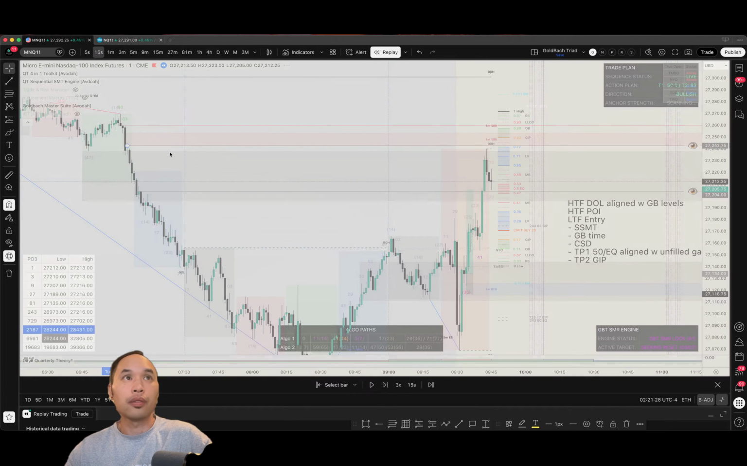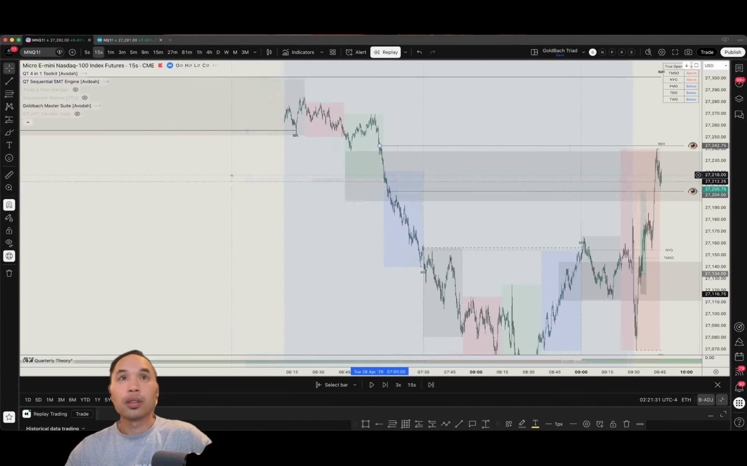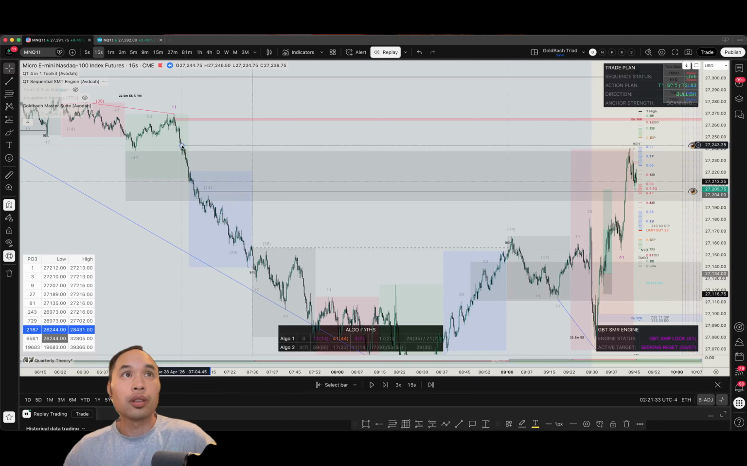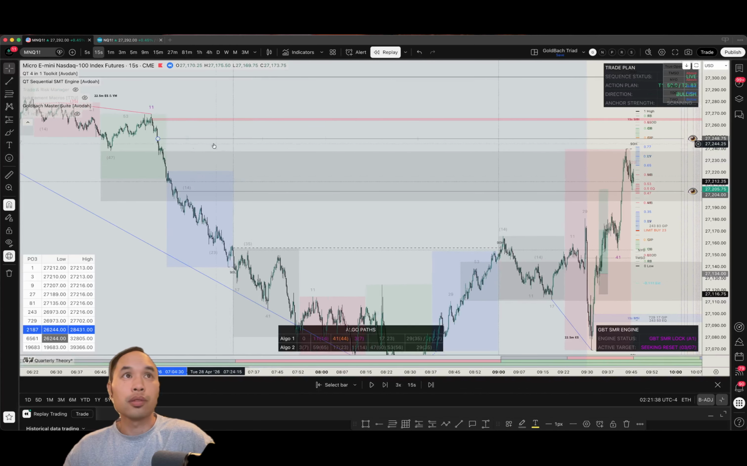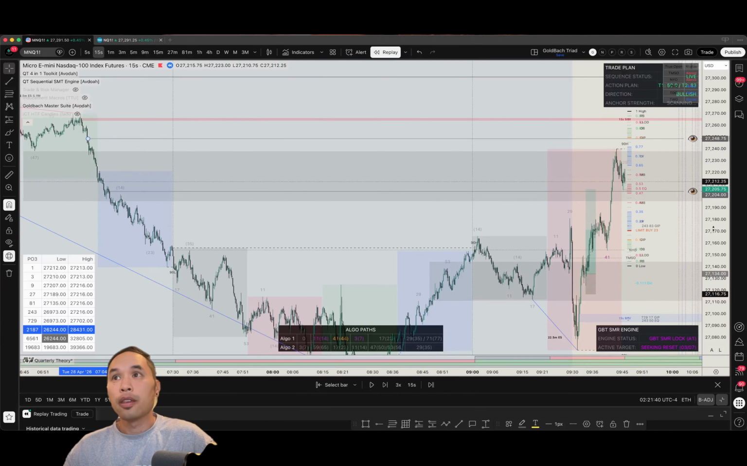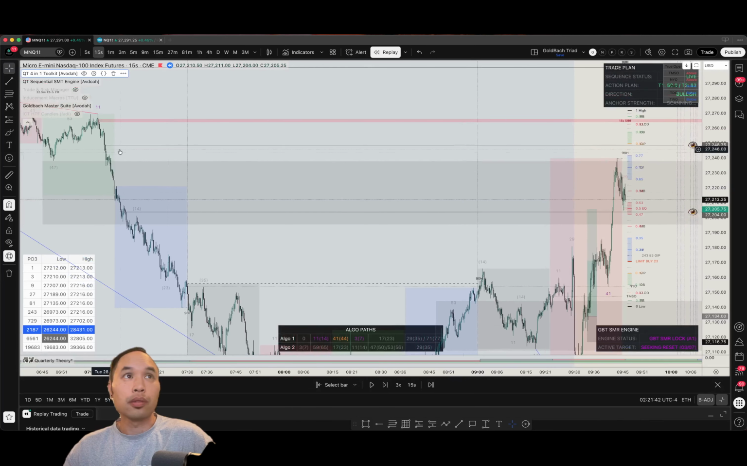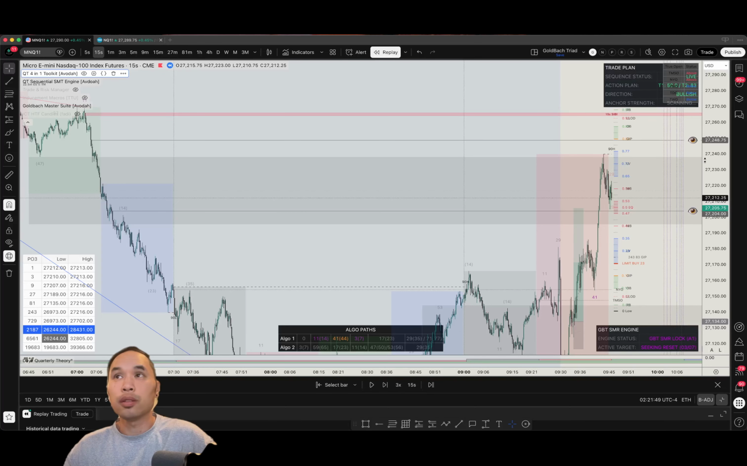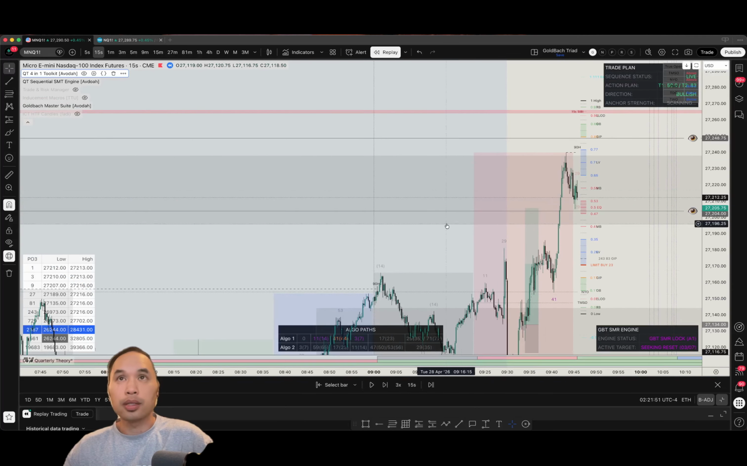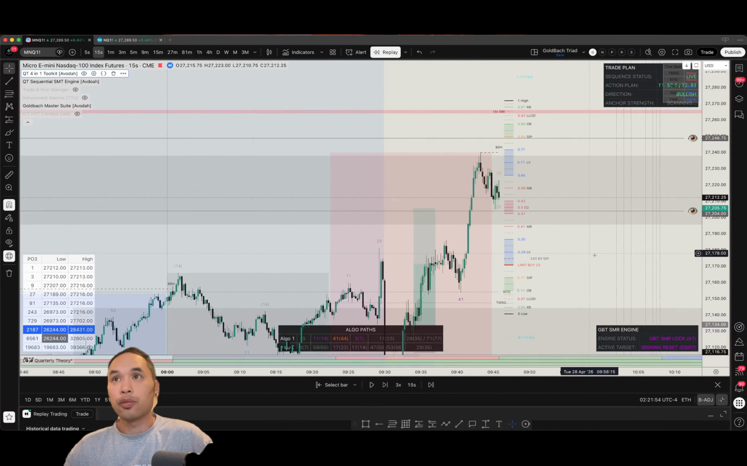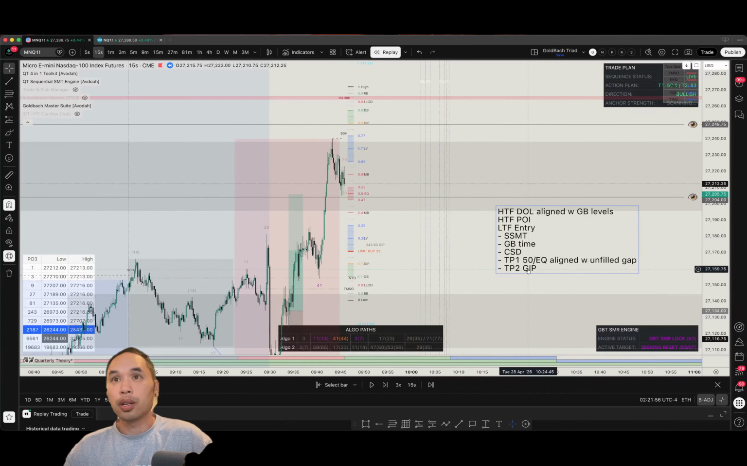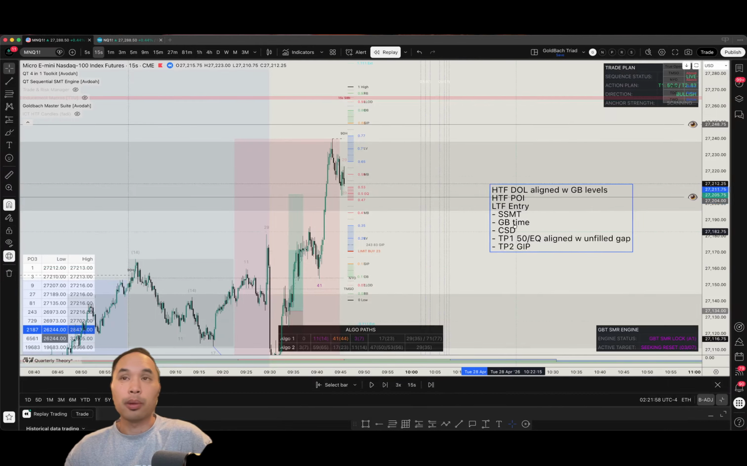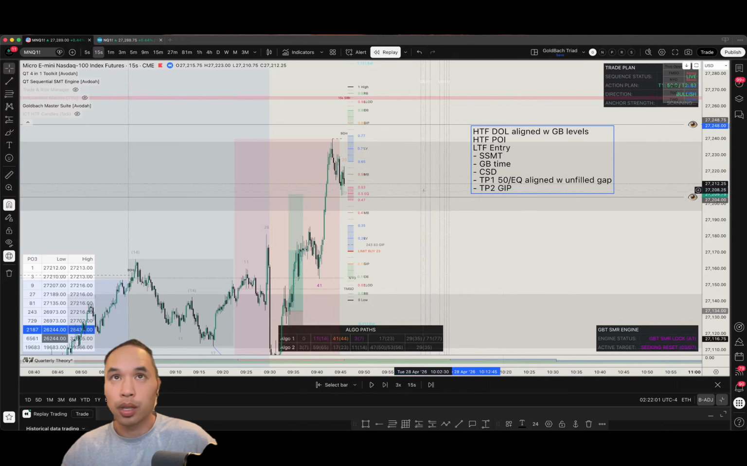I think I was looking at the 15 second. I could see some different gaps here. Sometimes I look at the 1 minute, sometimes the 15-second, but this 15-second gap right here aligns with this GIP level, so ultimately 250, and it's a nice even number. That was my second TP. For my second TP, it's always going to be the GIP level. That's my model. TP1, 50%, TP2 is GIP.